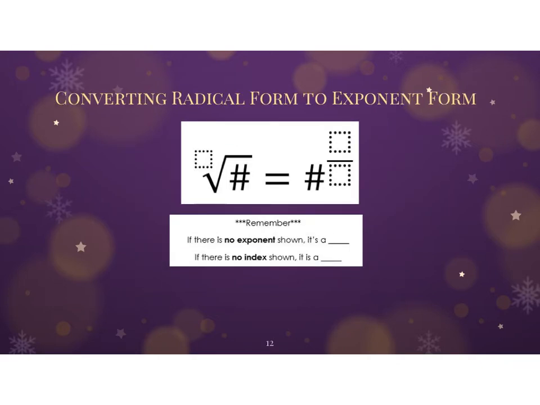So if we have something such as this, go ahead and recollect our memory. Remember, if there is no exponent shown, it is a 1. If there is no index shown, it is a 2, okay? So right here, if we're looking at this radical, since there is no number, we're going to assume a 2. And since there is no exponent, we're going to assume a 1 right here.